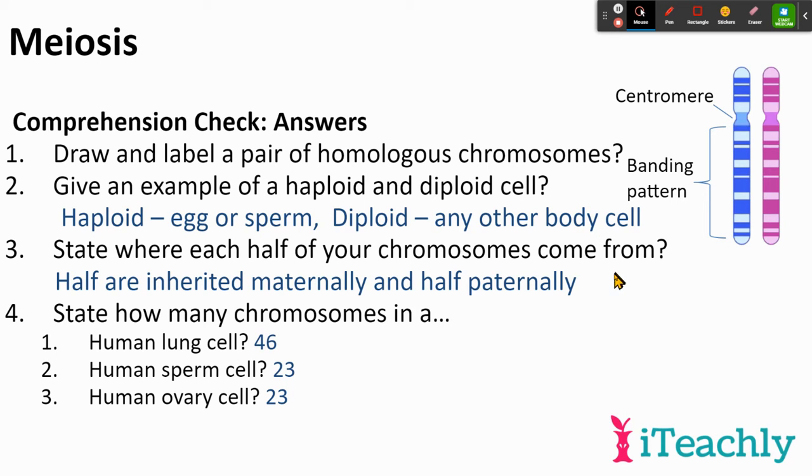State where half of your chromosomes come from. So you get half from your mom, and then you get half from your dad. And state how many chromosomes are in a lung cell. That would be 46. A sperm cell would be 23. And an egg cell, well, this is an ovary. An egg cell would be 23 as well.